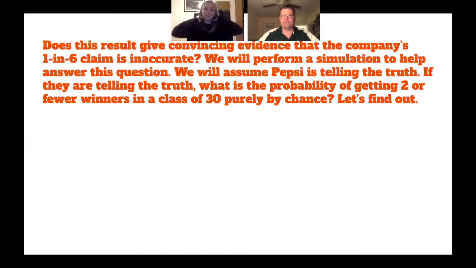But so here's what we have to decide. We have to decide if 1 in 6 were absolutely true, what is the likelihood that only 2 people would win purely by chance? If 1 in 6 is true, that's super important. We're assuming that they are not lying to us. What is the probability or what is the chance of only getting 2 people? So how could we figure this out? There's got to be some kind of formula or some kind of probability thing we can do.